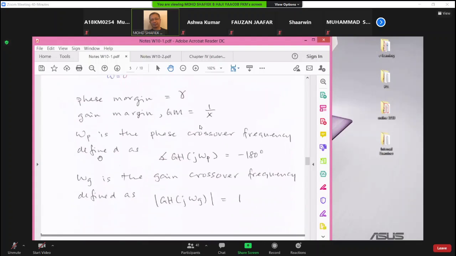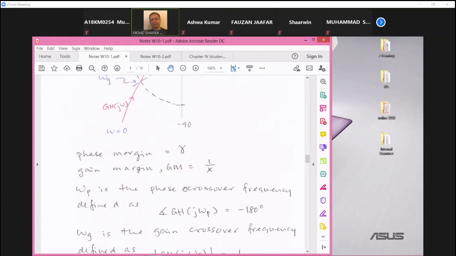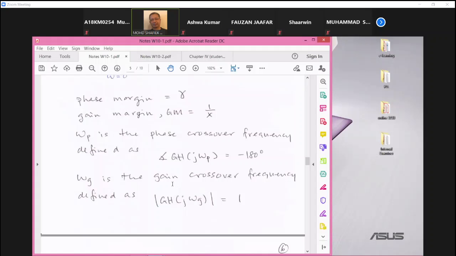So here are some definitions again. Omega p is called the phase crossover frequency. When the phase angle is negative 180 or positive 180, the frequency at that particular time is known as the phase crossover frequency. The gain crossover frequency is when the magnitude is equal to 1. So this is just by definition, the magnitude of the Nyquist diagram at the gain crossover frequency is equal to 1. This is just by definition. All right, so that is how we evaluate the gain and phase margin.